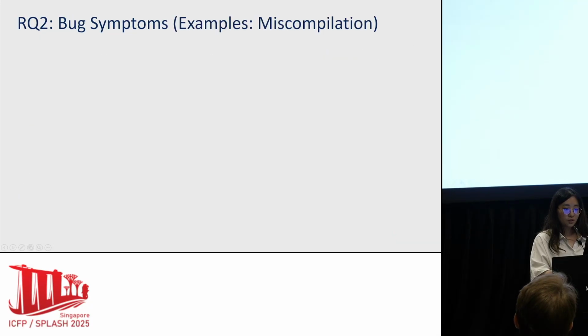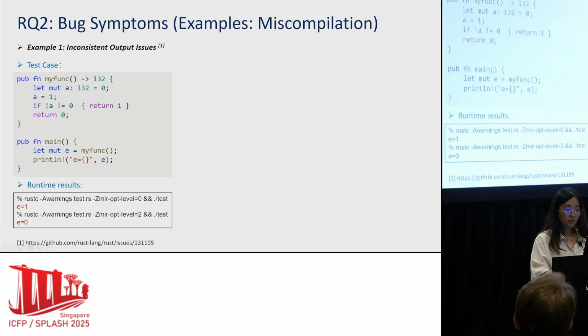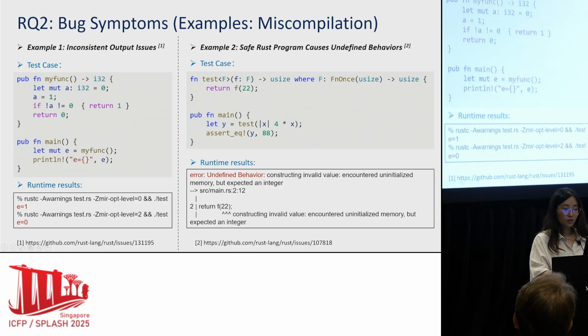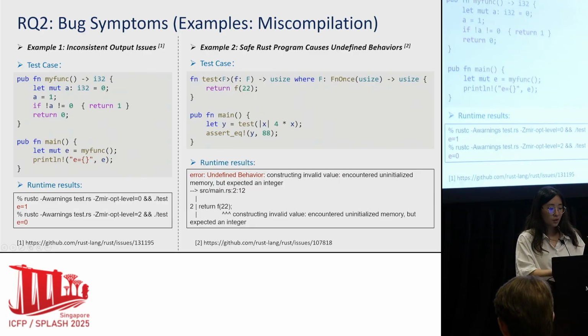Now let me share 2 examples of miscompilation bugs. The first example is a program that produces different outputs under different optimization levels. This indicates a rustc bug because optimization should not change the program's output behavior. The second example, which I mentioned earlier, involves a program written entirely in safe Rust that was flagged by MIRI for UB. MIRI is a specialized tool for detecting UB. This issue was later confirmed and fixed by the rustc team.